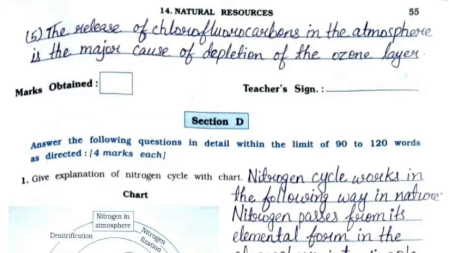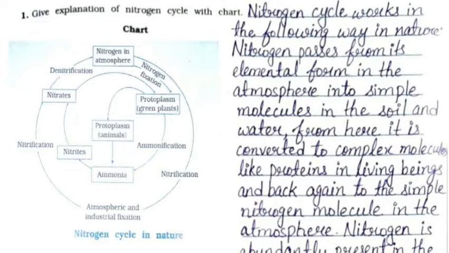Now we'll continue with section D. Answer the following questions in detail. First one, give explanation of nitrogen cycle with chart. So you can see the chart and the explanation is nitrogen cycle works in the following way in nature.